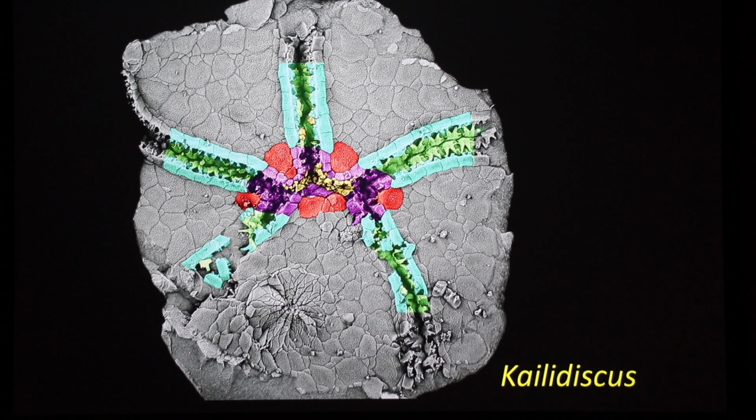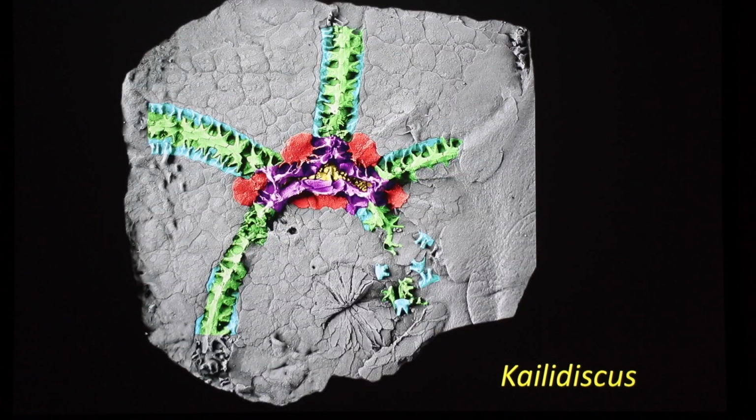Notice that the inner plates here in green are continuous with these purple plates here, which are interpreted to be the precursors for the oral frame plates. Whereas the teal plates here along the outside, the outer set of floor plates, are contiguous with the oral plates here in red. From the inside, you can see the same thing.